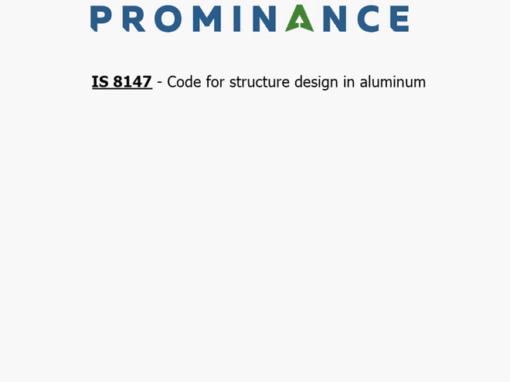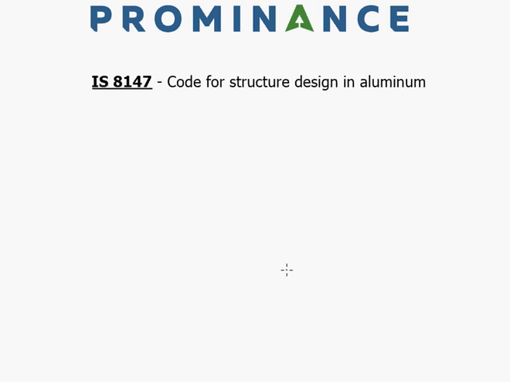given in one of the codes, IS 8147, which is an Indian code for the structural design in aluminum, which also specifies the deflection limit. Since for UPVC there is no separate standard, currently let's consider this standard, which at least gives you the deflection limit for aluminum glazing products. Since we are replacing aluminum glazing products in the context of windows and doors, we'll consider the same deflection limits applicable for PVC as well.